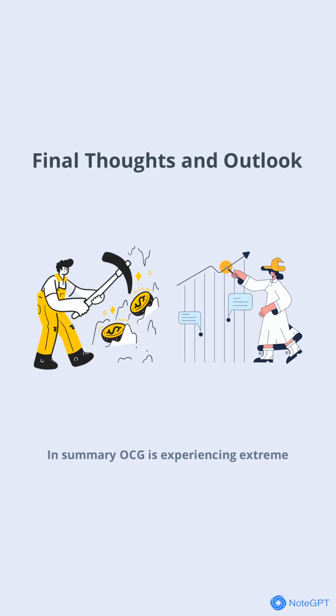Summary: OCG is experiencing extreme volatility and a powerful downtrend, with technical indicators showing deeply oversold conditions and heavy selling pressure. While some signals suggest a possible technical bounce, the overall risk remains high. For traders, this is a market that demands caution, discipline, and a clear strategy. Always use proper risk management and stay alert for any changes in trend or volume that could signal a shift in market sentiment.